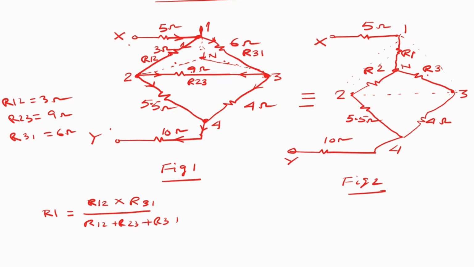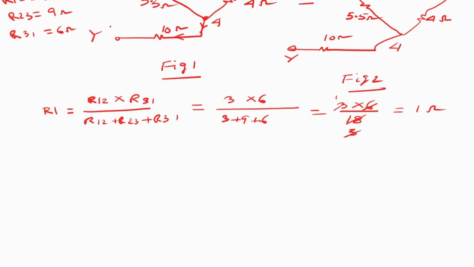So what is the value? R12 is 3 and R31 is 6, divided by R12 plus R23 plus R31, which is 3 plus 9 plus 6 ohms. So what is the value? 3 into 6 by 18. So 6 and 18 cancel out, 3 and 3 cancel out, so this is 1 ohm. So we get the R1 value equals 1 ohm.